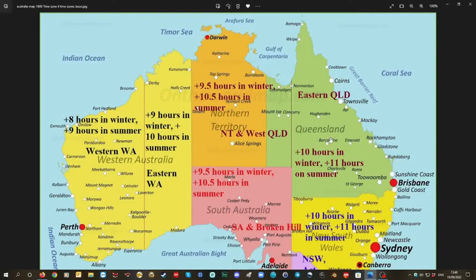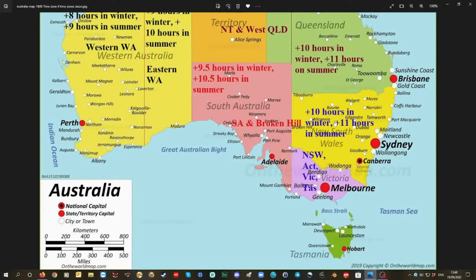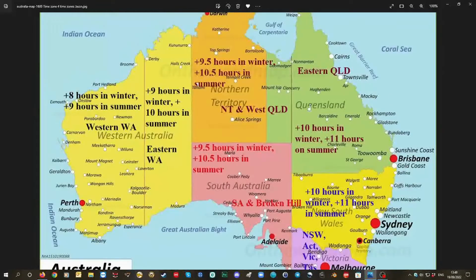So then it would mean Queensland, New South Wales, under my way, Queensland, New South Wales, ACT, Victoria and Tasmania, in summertime would be plus 11 hours. West Queensland, Broken Hill, Northern Territory and South Australia would be plus 10.5 hours in summer, right? And then Eastern Western Australia, Eastern WA, would be plus 10 hours in spring and summer. And then the rest of Western Australia would be plus 9 hours in summer.